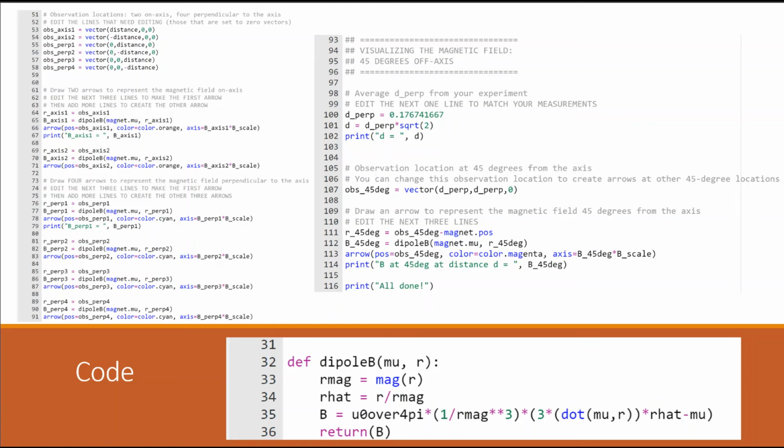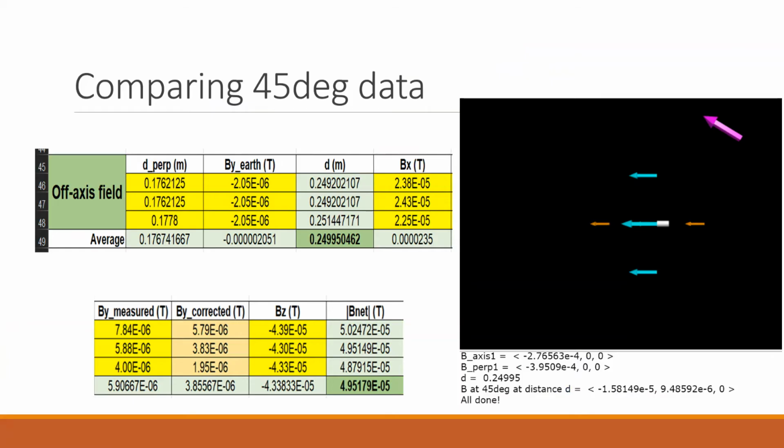And then on the right side of my PowerPoint are lines 100 through 116, which is basically the second half of this experiment, which was seeing the correlation of my 45 degrees data and comparing it to this code. So we'll get to that one later also. So this is where I compare my data for 45 degrees to the coding. One thing I want to point out is where it says BY corrected.